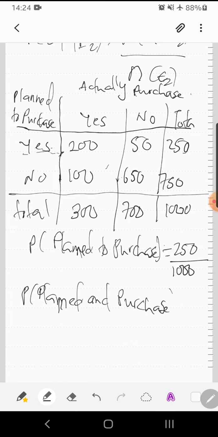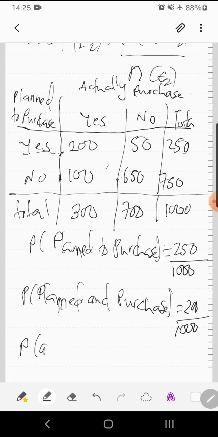So these ones, we have a yes under planned and a yes under actually purchased. So where these two meet, we have a 200 there over the total number of possible outcomes, which is 1,000. So this is how we get the probabilities. Now let's find out the conditional probability.